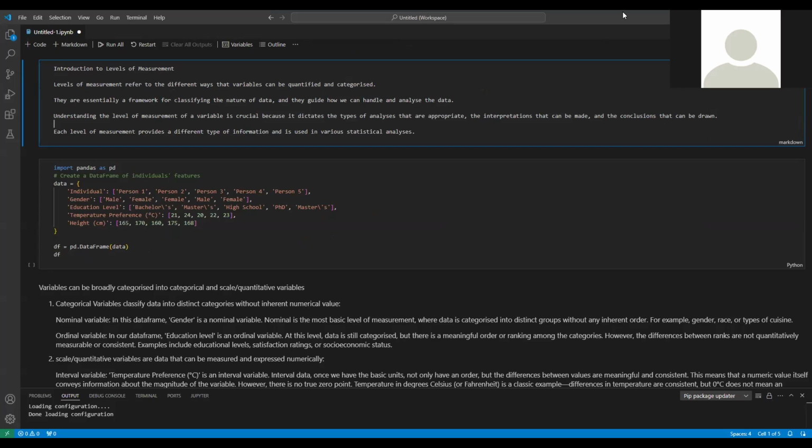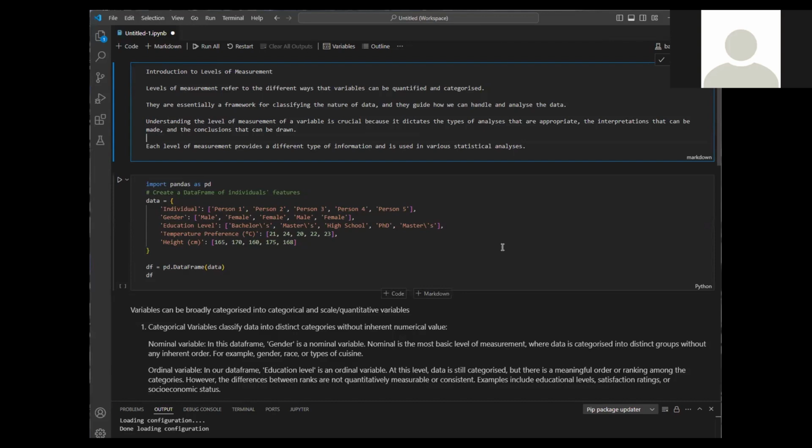Hi everyone. In today's video, I'm going to give a short introduction to the levels of measurement in data analysis and social science. Broadly speaking, levels of measurement is a framework to classify variables and data according to the nature of the data. It is quite an essential step before we step into analyzing data.